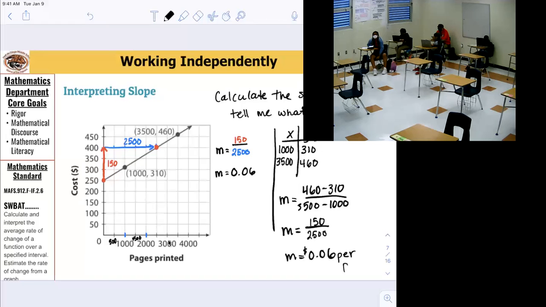Very good. So it looks like they're printing pages. Maybe they're making books or magazines or something like that. Can anyone give me a general statement about the cost of the pages that you print? 0.06 dollars per page. Is that a positive slope or a negative slope? Positive. So what happens to the cost as you print more pages? It goes up. Exactly, the cost increases if you add more pages to whatever you're printing.